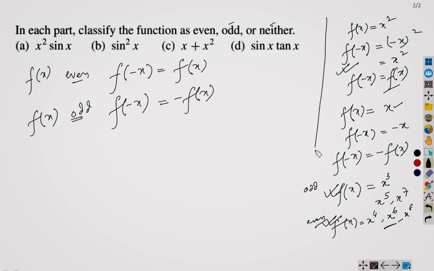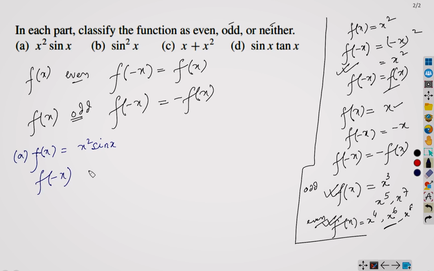Okay, so you have to verify which one of these is either odd, even, or neither. A function can be even, odd, or neither. So let's check the first one. Let's take some different color. We have a, let's take f of x equals x square sine x. Now from the definition, let's replace x by minus x. Then here we obtain minus of x whole square sine of minus of x.